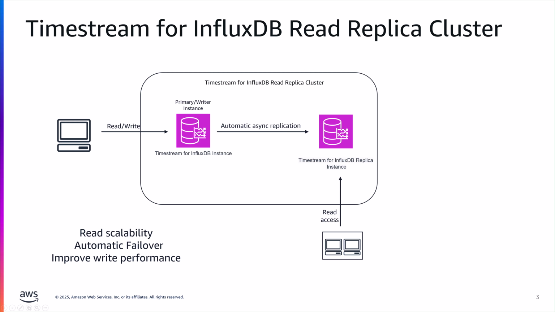You could think, adding a replica instance, how can it improve write performance? Well, you are creating a dedicated replica instance, and you're redirecting your reads to your new replica instance. That means you're basically freeing up the resources on the primary or writer instance, which can help you improve your write throughput and also scale your writes.